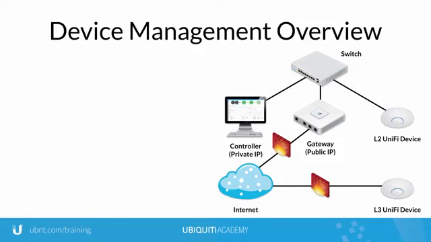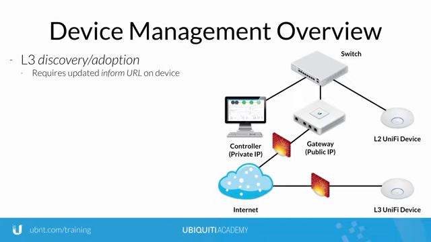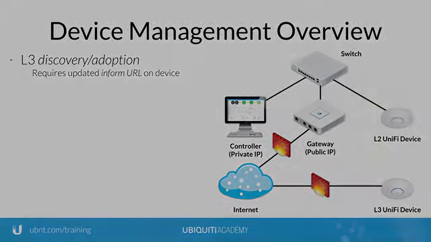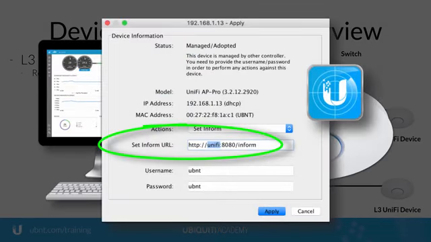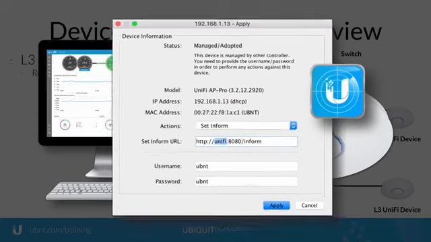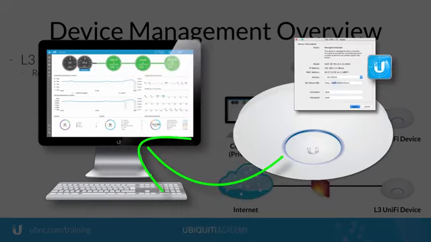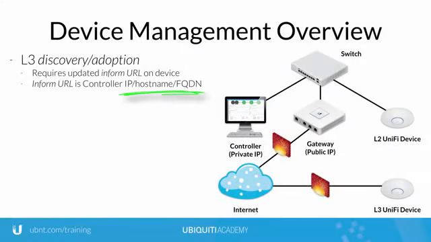In order to discover and adopt devices over Layer 3 network boundaries, a UniFi device must be configured with updated Inform URL settings. The Inform URL represents the network address of the UniFi controller, wherever it is on the global network, and can therefore point to any reachable network address belonging to the controller, including IP address, host name, or even a fully qualified domain name.